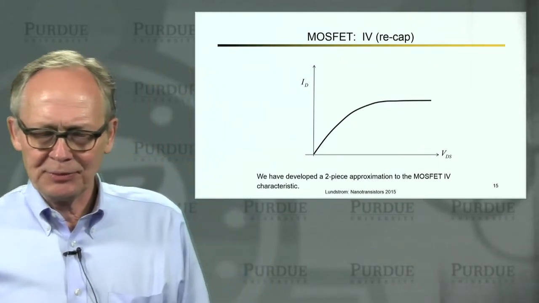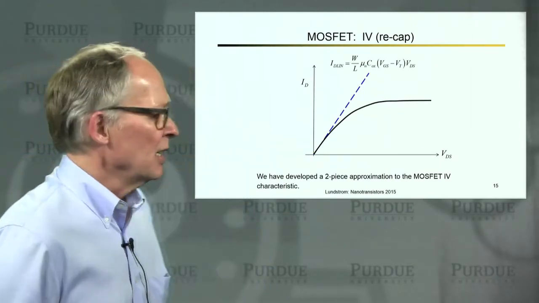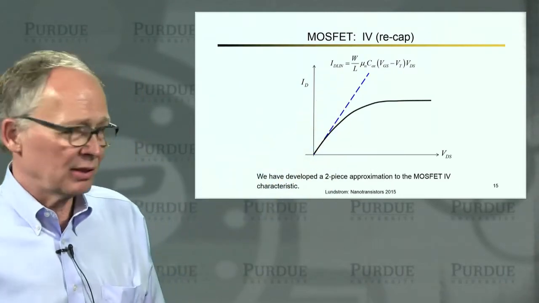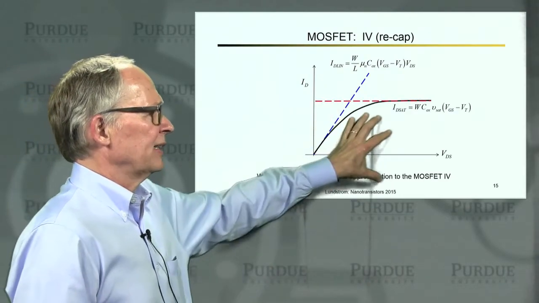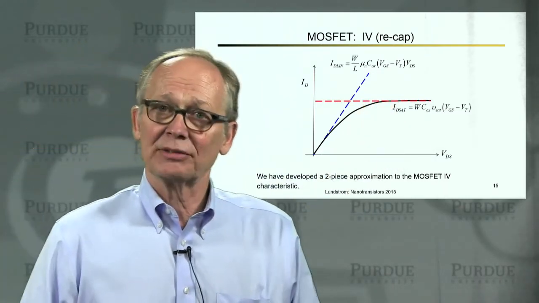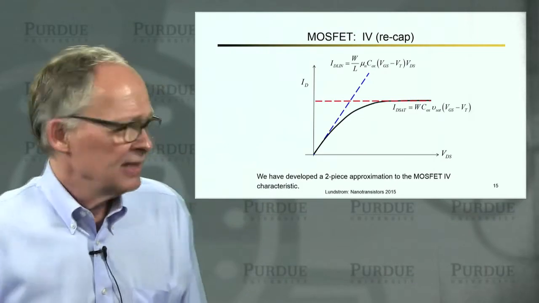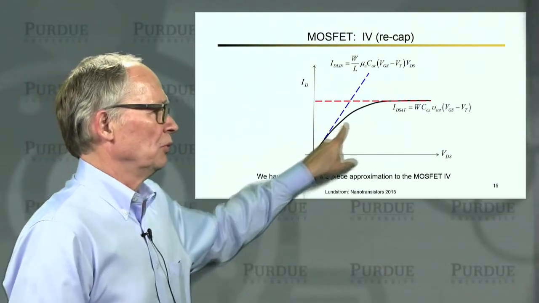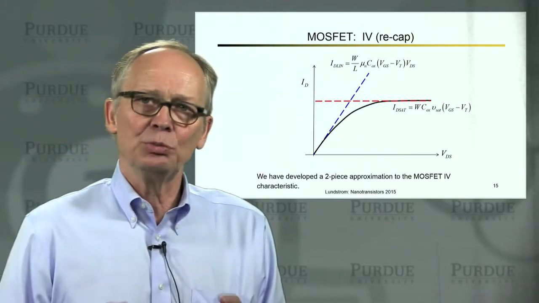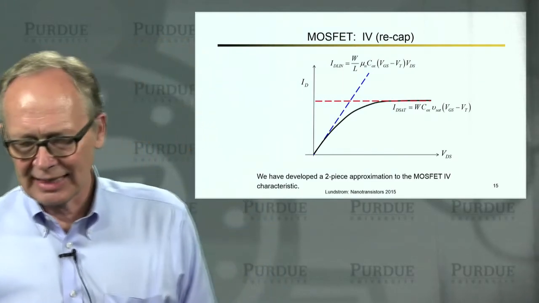So we can recap. We've looked at this IV characteristic. We've just focused on the linear regime and we've got a simple relation. That was relatively easy to do. We've looked at the saturation regime, and as long as we assume it's velocity saturated, that's really easy to use. And later on, we'll draw a smooth curve between these two, but what we have now is a 2-piece approximation to this IV characteristic.